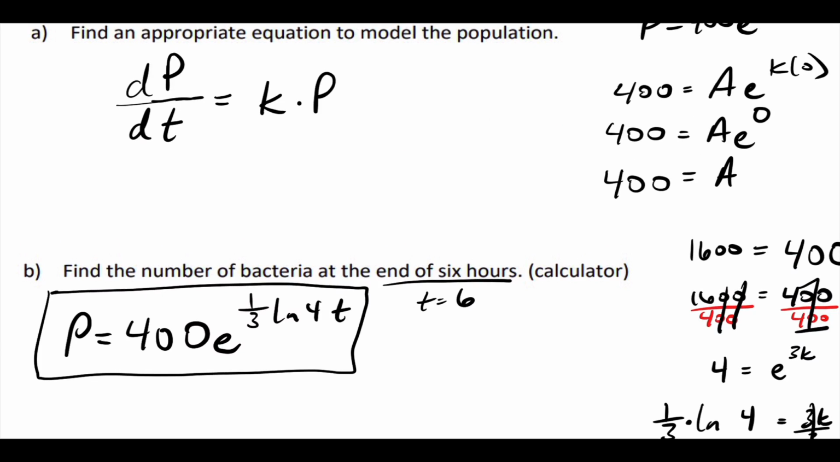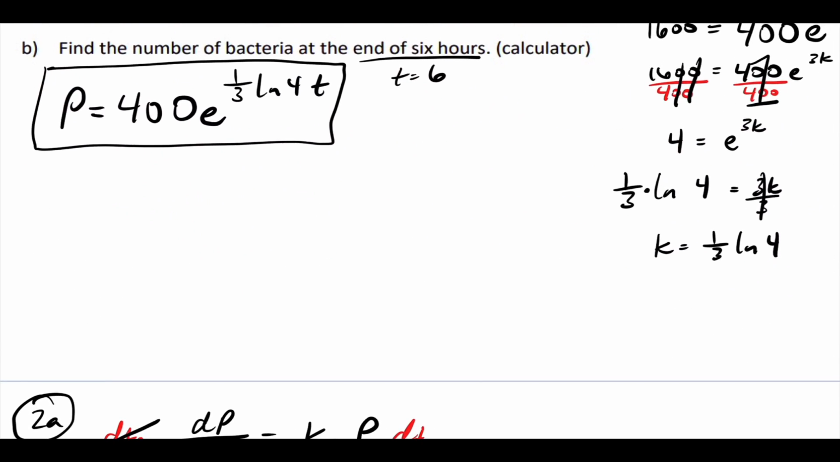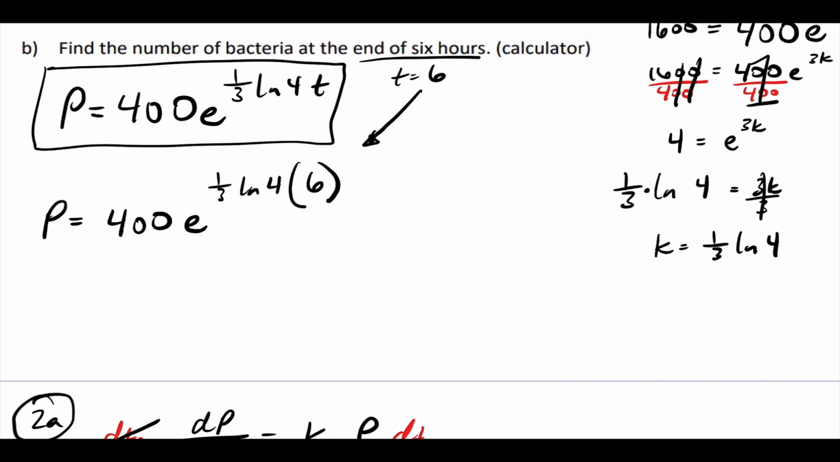Okay, so now let's plug in. Now we're going to use our calculator. Now we can use our calculator. P equals 400 e, and then I'm going to plug in 6 here. Okay, so use your calculator. What do you get?